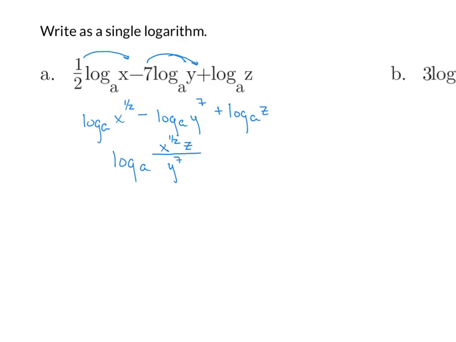Now I'm not sure if the book is going to want you to convert into radicals. So for me personally, I would say you can leave it like this. But just to show you what it looks like with radicals, this is going to be the square root of x. Make sure that your square root ends at the x, times z, over y to the 7th.